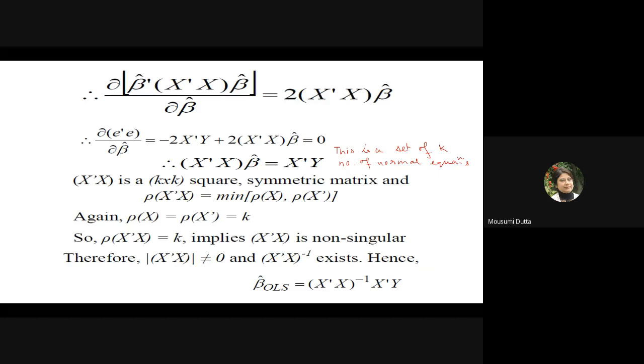Any other question regarding the normal equations and how we are getting beta hat OLS? Anyone, any question?